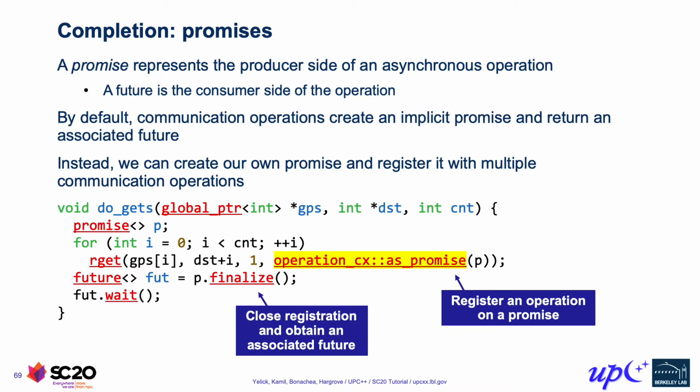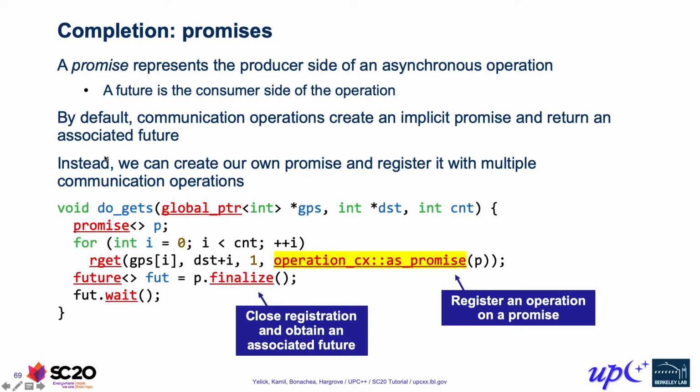So let's take a look at promises to begin with. For those of you who are familiar with C++ futures and promises, a future is the consumer end of the operation. So it's what receives the notification that the event has happened and that the values are ready. The promise is the producer end, so it's where the values get supplied and where the readiness is set. For a UPC++ operation that gives us back a future, it actually creates an implicit promise internal to the library. So what we get back is the future side of that asynchronous operation.